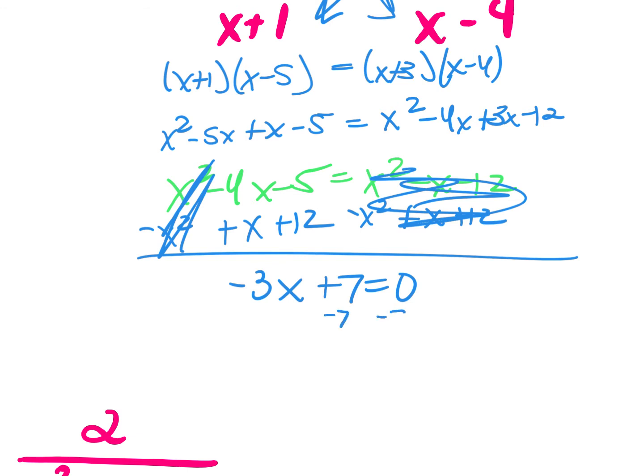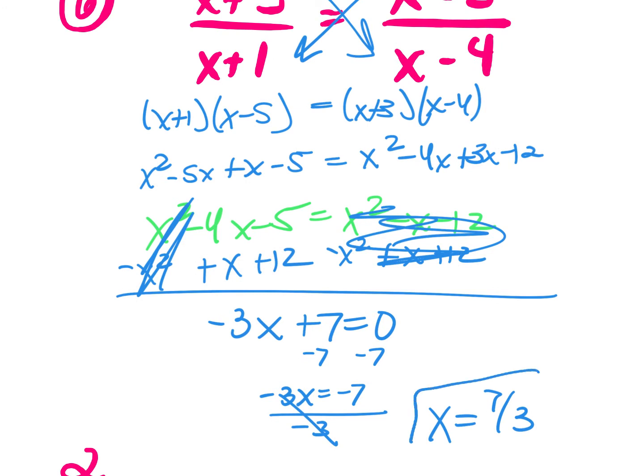I'm going to subtract 7 from both sides. So I have -3x equals -7. Divide by negative 3, and x equals positive 7/3. And again, throw that in. Make sure your denominator is not 0. It is a valid solution, so we're good to go.